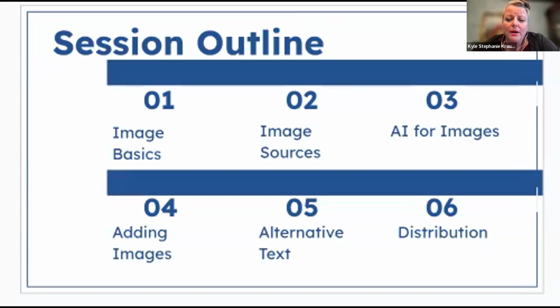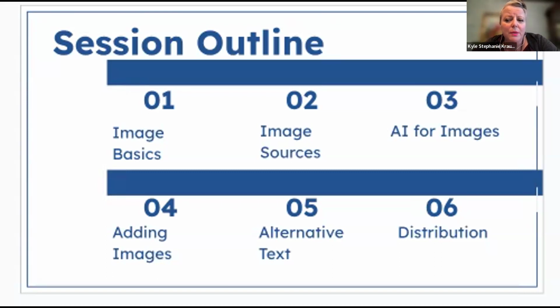Then we're going to talk about AI for images, and how AI could be used for generating images. So we talked about how to source images and then also how you could generate them if that's an interest of yours. Then we're going to talk about adding images, and the considerations when you are putting images into that actual print document or multimedia document that you want to create.